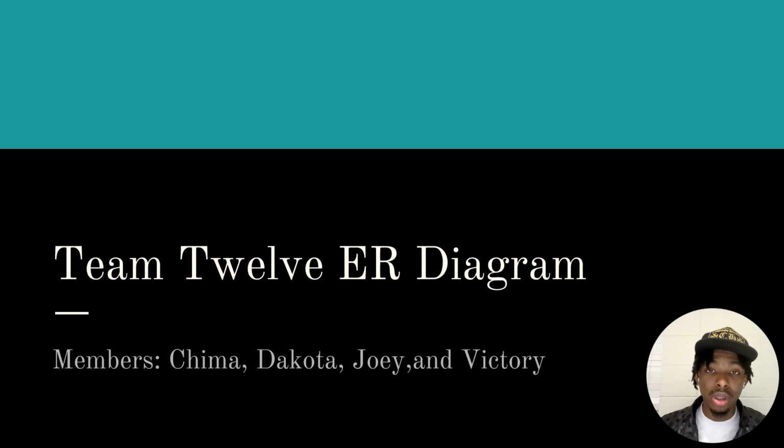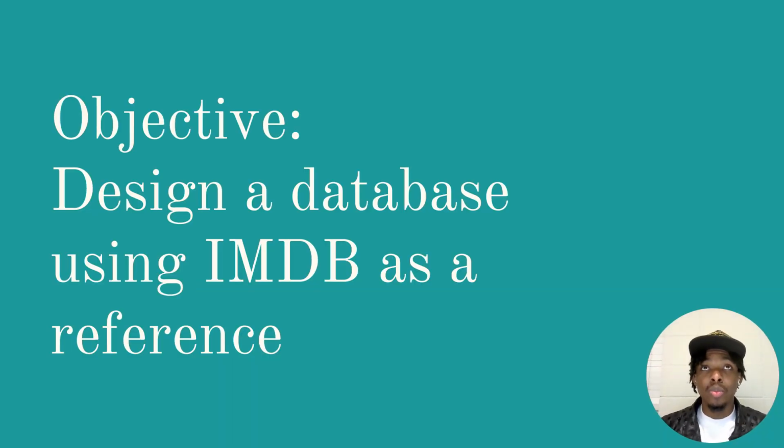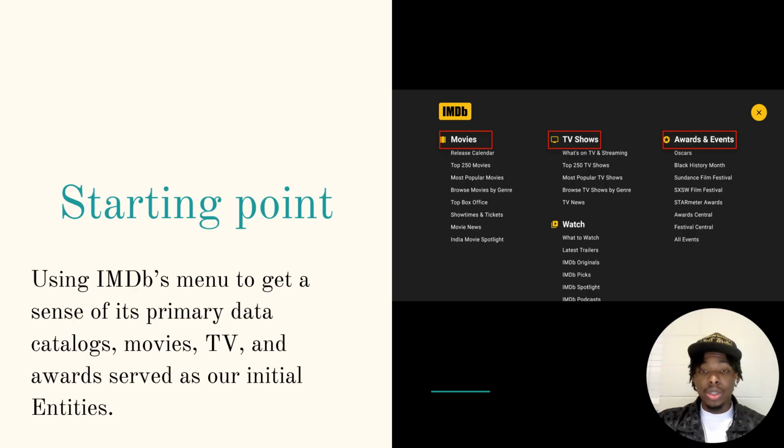We've been working on a project to design a database, and we decided to use IMDb, a streaming website and app, as a reference to get entities from which we can make relationships to make our database. So we took several entities from IMDb, like the movies, the TV shows, and the awards. These were some of our major entities that we used to describe IMDb, which was the database that we were trying to work on pretty much.